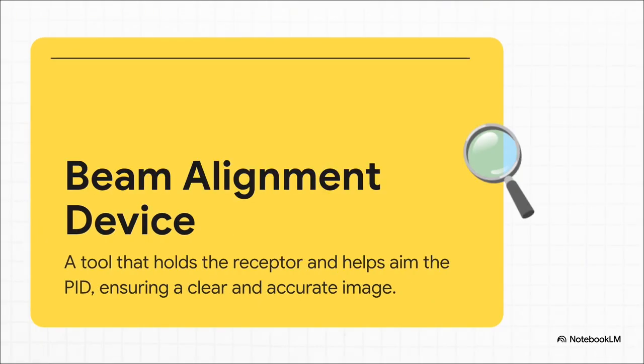But think about it. How do you make sure the spotlight and the film are lined up perfectly? You can't just eyeball it, right? No way. That's the job of the beam alignment device. It's this clever little guide that holds the receptor steady and makes sure the beam hits it at the absolute perfect angle. This thing is the secret sauce to getting a sharp, useful image every single time.